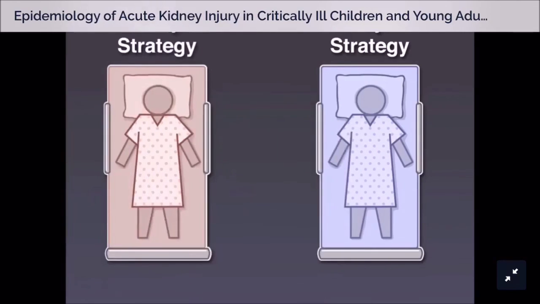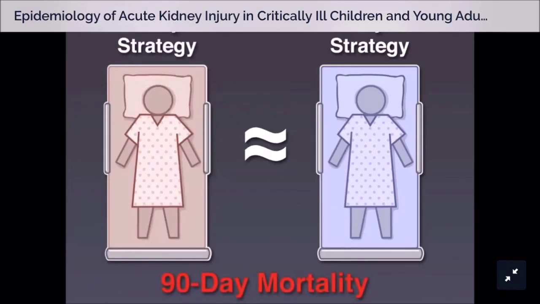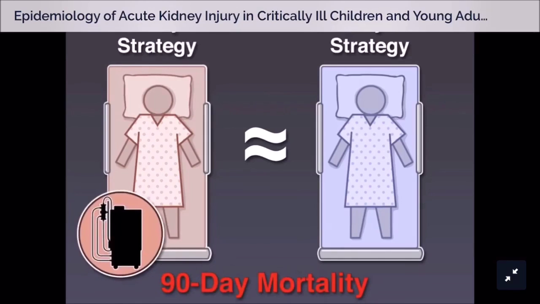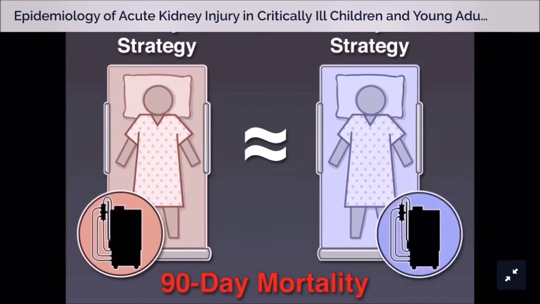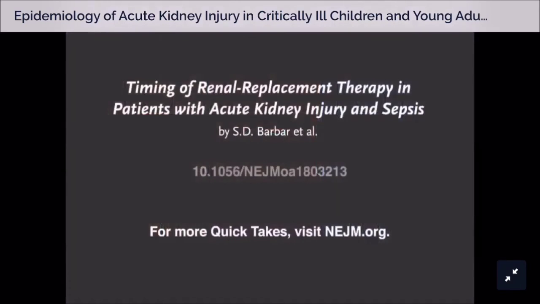The authors conclude that there was no significant difference in overall mortality at 90 days when comparing early initiation of renal replacement therapy with a 48-hour delay in patients with septic shock and non-life-threatening complications from acute kidney injury. Full trial results are available at nejm.org.